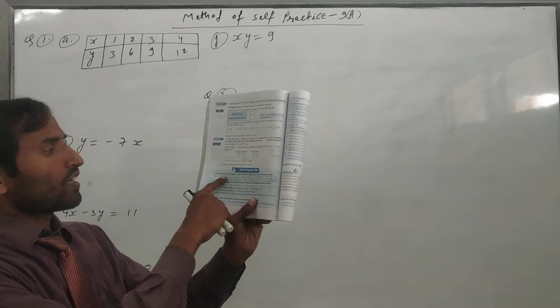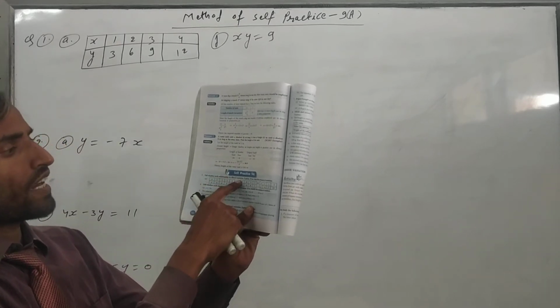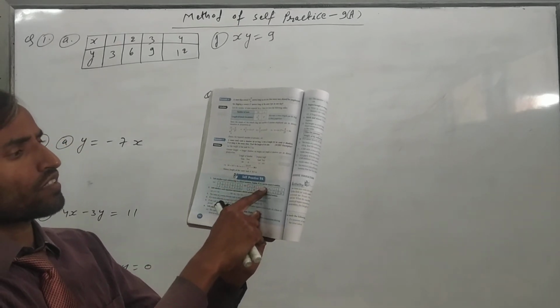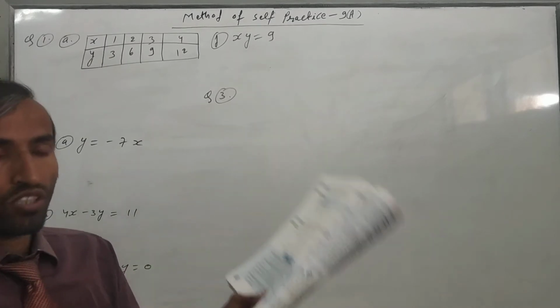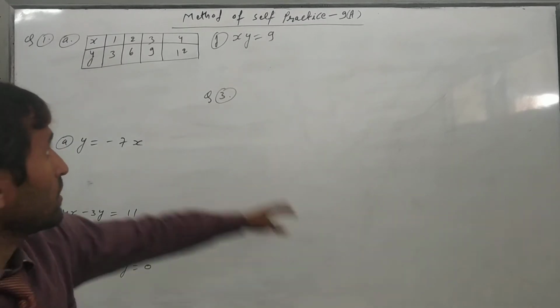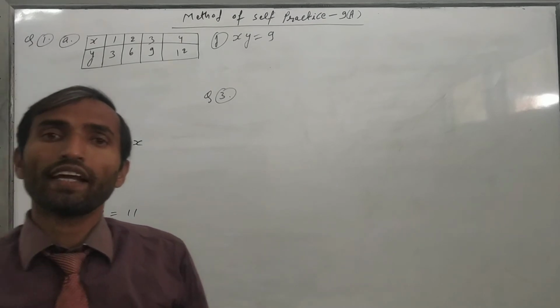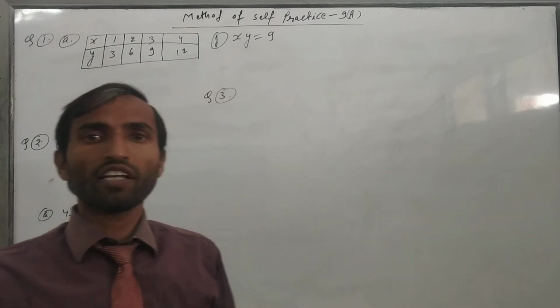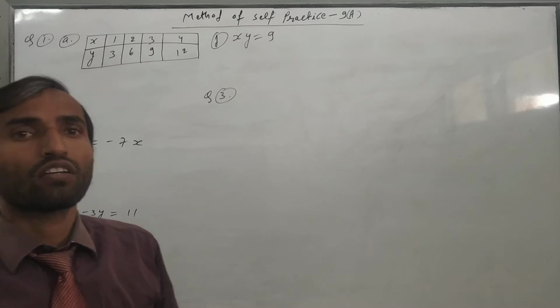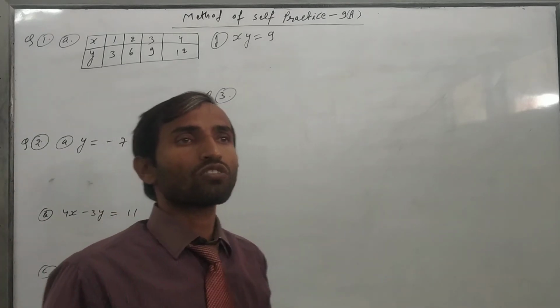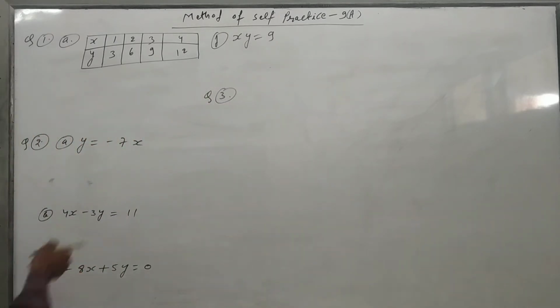Tell whether each relationship is a direct variation. Explain. If yes, state the constant of variation. So we have to check whether the given expression or values are a direct variation or not. If it is a direct variation, then we have to find the constant k, meaning the constant of variation. So just see here.